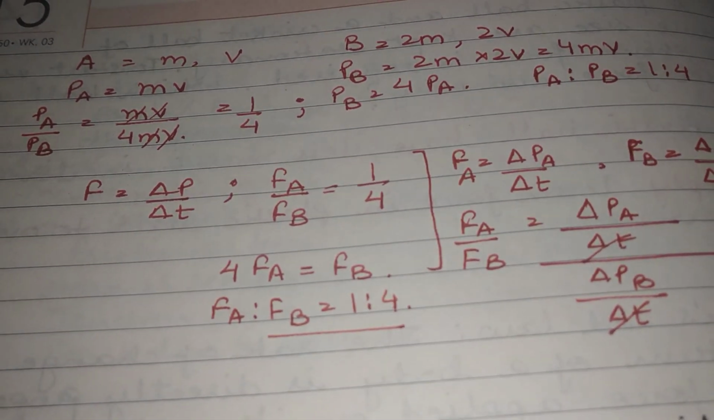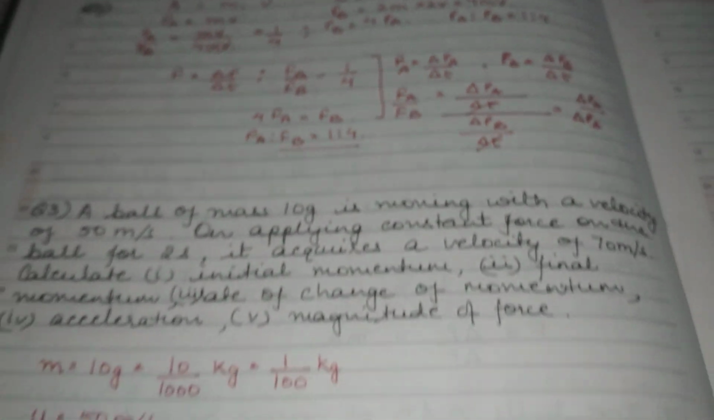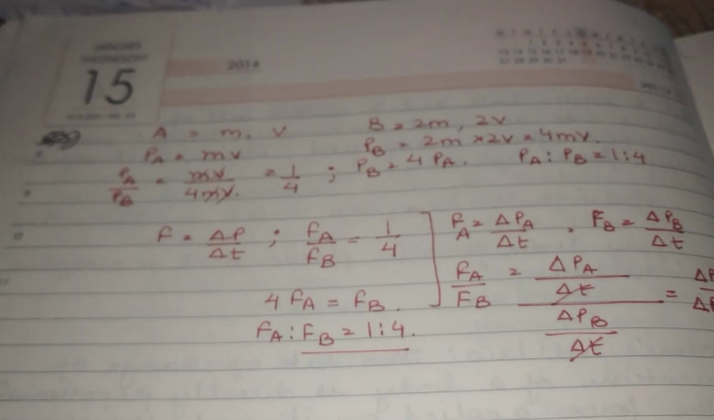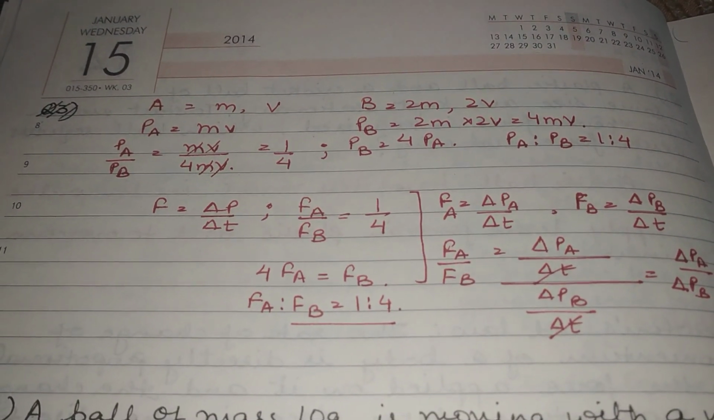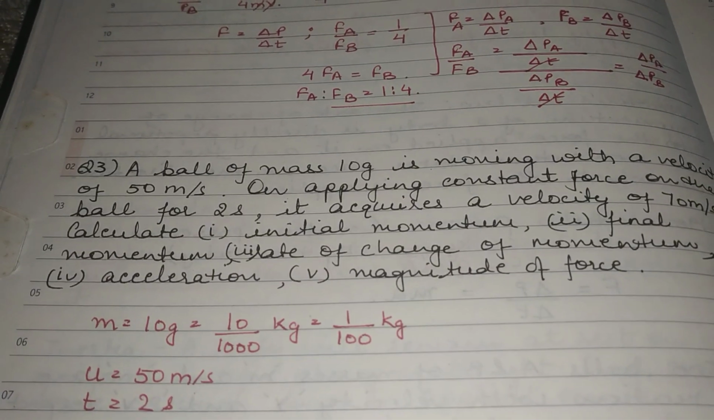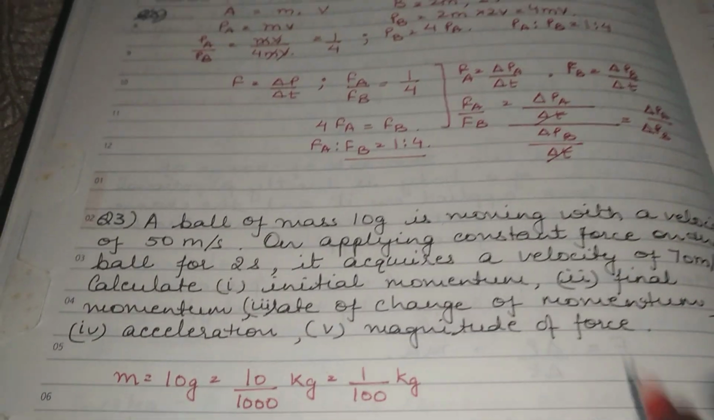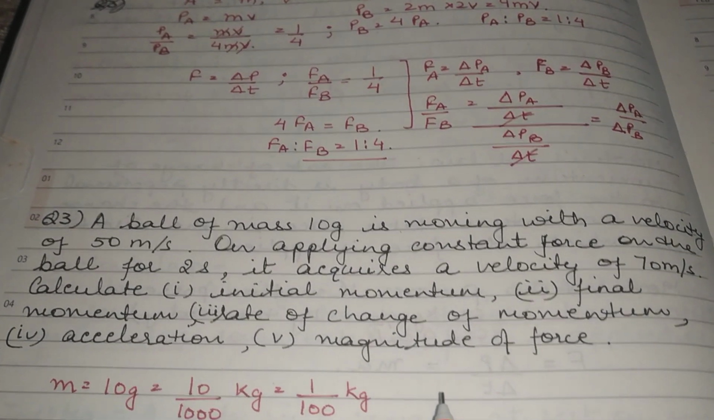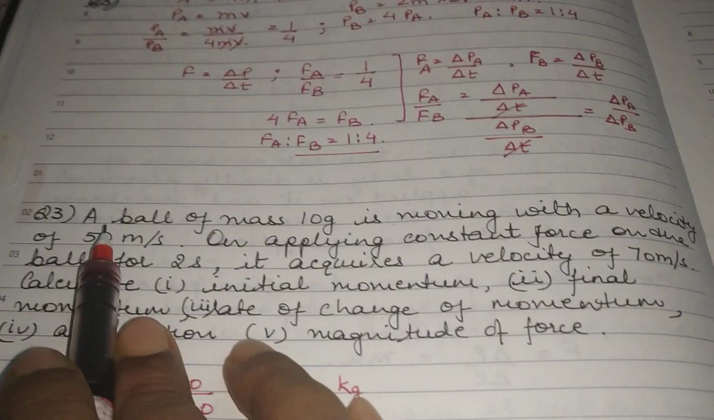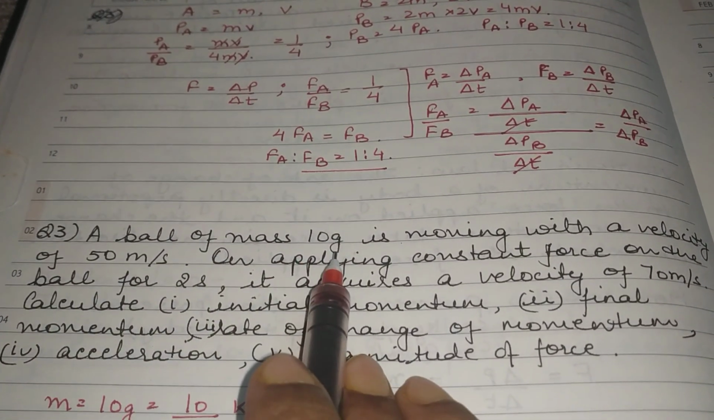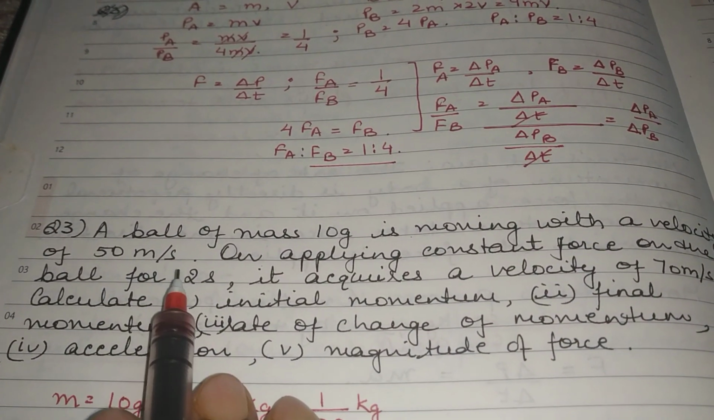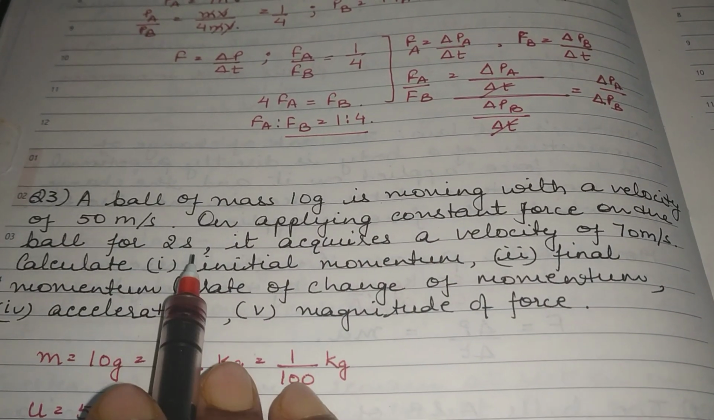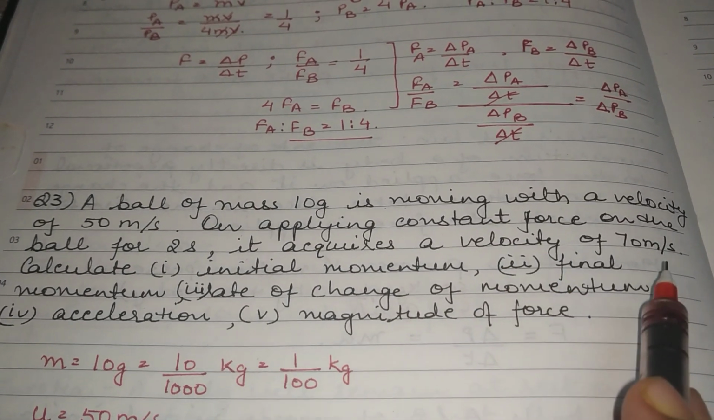Okay, I hope I have made myself clear to you all. So this is one kind of question that can be asked from Newton's second law of motion. I have got one more question for you, right? And this is another interesting, however a little long question, but it is very interesting. Let's see what it is. A ball of mass 10 grams is moving with a velocity of 50 meters per second. On applying a constant force on the ball for 2 seconds, it acquires a velocity of 70 meters per second.